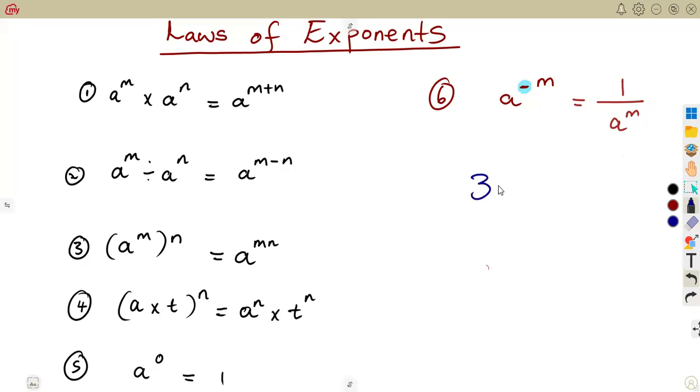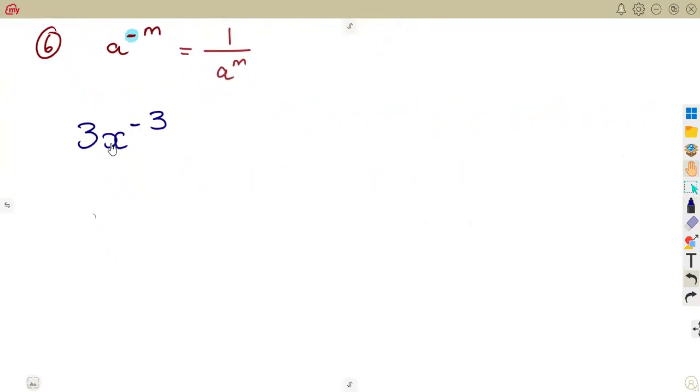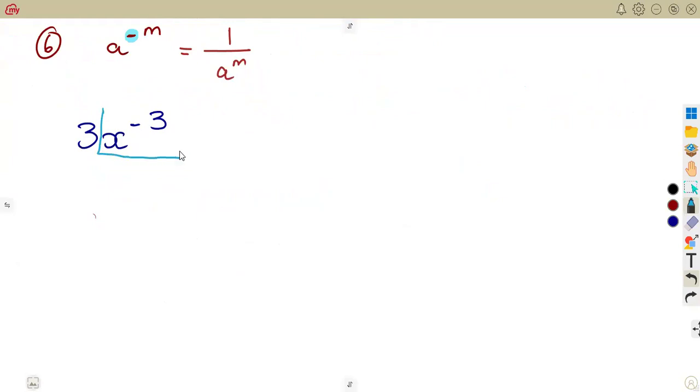because you might be given something like this, 3x to the exponent of negative 3. Mostly, guys, you tend to make mistakes when you are given to simplify something like this. It's true that I said to remove a negative, you remove it as 1 over. But take note, what is being raised to the exponent of a negative here is this x. It is the part of x, not 3.